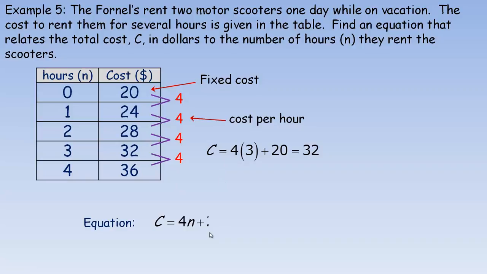So the equation would look like this. The cost is 4 times the number of hours plus 20. And from the question, that should make sense, because if you're being charged $4 for every hour, then we multiply the number of hours by 4, and that's what the business would do to figure out how much they're going to charge you, and then add on the fixed amount, the $20.